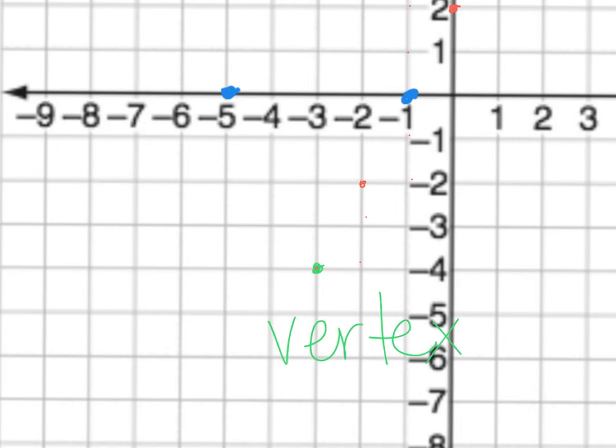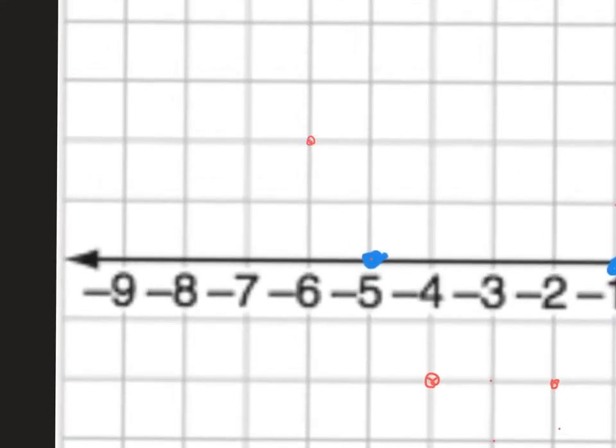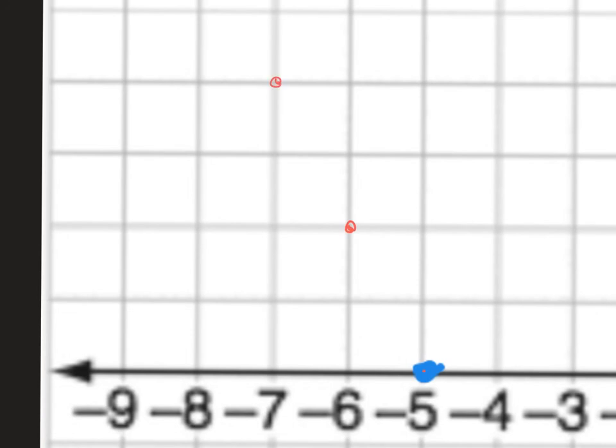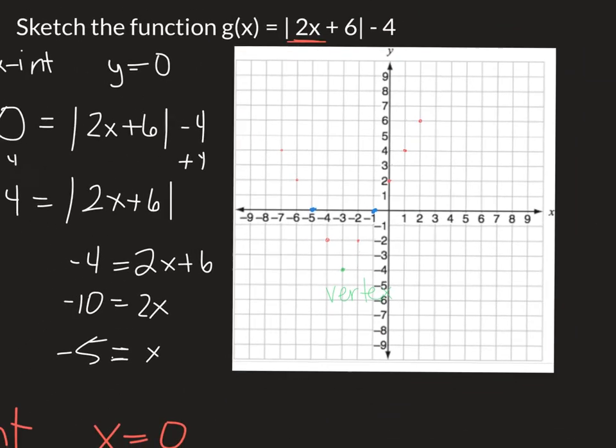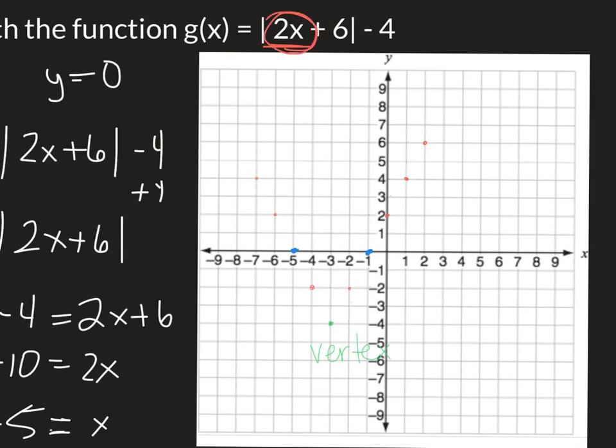So on the left side of this line, we're going up 2, left 1, up 2, left 1, and we get all these other nice points on your graph. This comes from evaluating your given function, 2x plus 6, so 2 is your slope. We have a positive 2 slope to the right of your vertex, and we have a negative 2 slope to the left of your vertex.